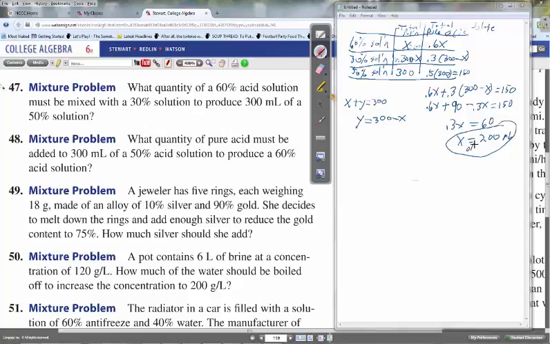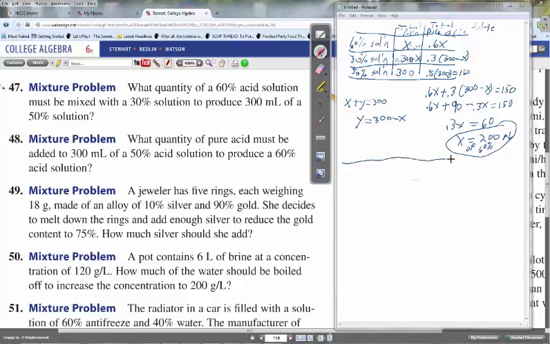200 milliliters of 60%. If they'd asked for how much of the 30% we need as well, that'd be easy. You just take 300 minus 200 and you have 100. So 200 milliliters of 60%, 100 milliliters of 30%. Combine those, you get 300 milliliters of 50%.